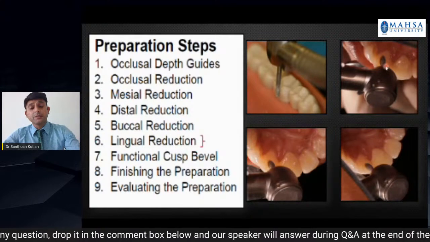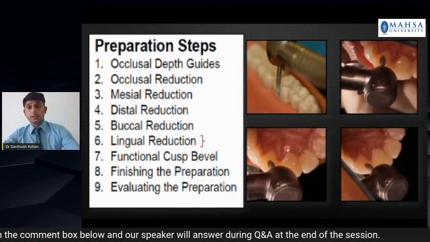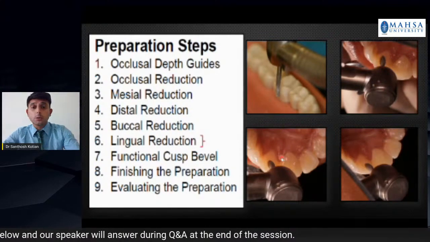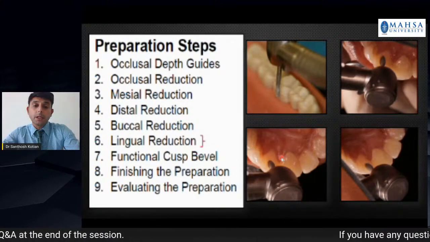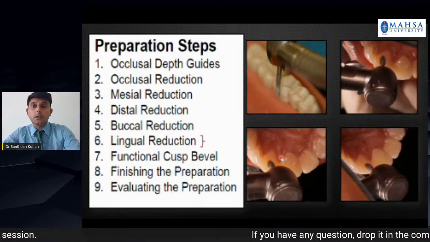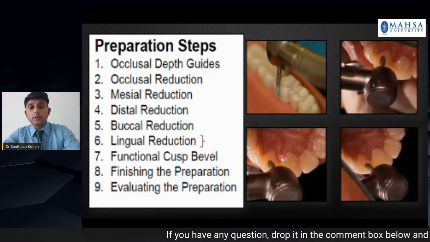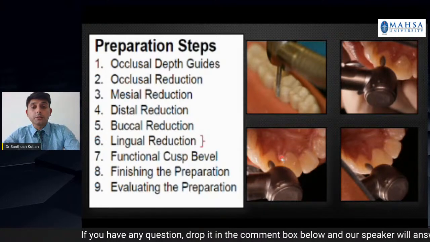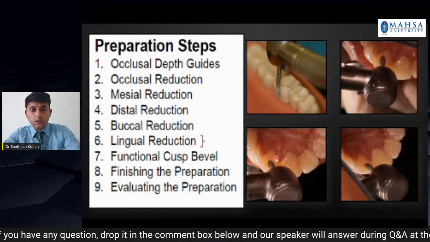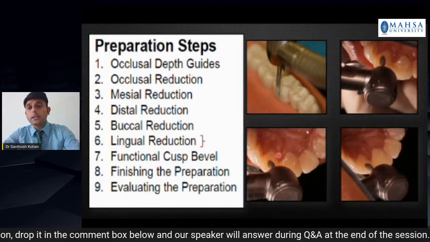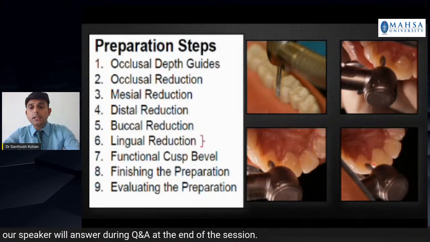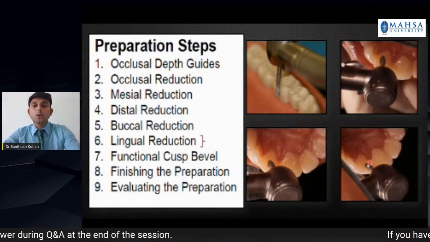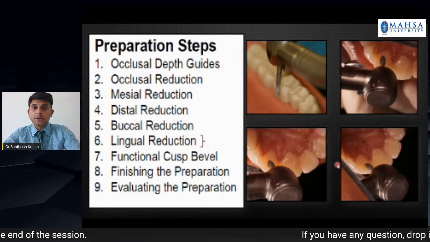I highly recommend using flame burrs or the football shape burr to prepare the lingual surface of anterior teeth. A wheel burr is something that I've never been able to use successfully to do that. So we always recommend using the football shaped burr for the reduction of the lingual surface of anterior teeth, because the entire surface of the burr easily adapts to the lingual concavity of the upper anterior teeth.